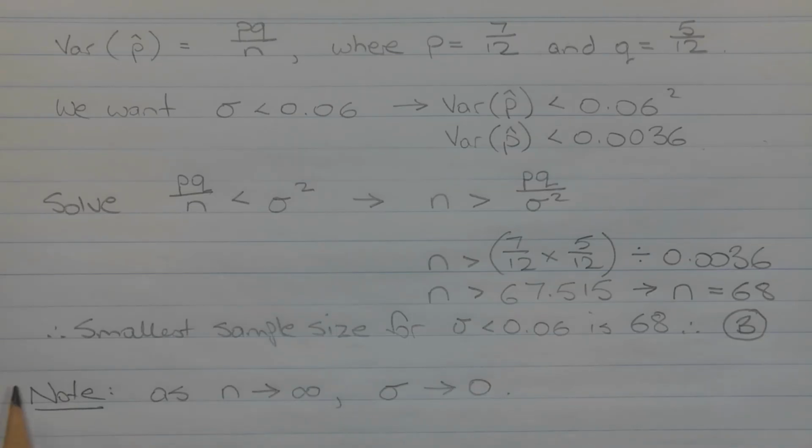Now, just as a side note, as the sample size N increases or gets larger, the standard deviation, and by extension the variance of the sample proportion P hat, gets smaller. In fact, it approaches 0.